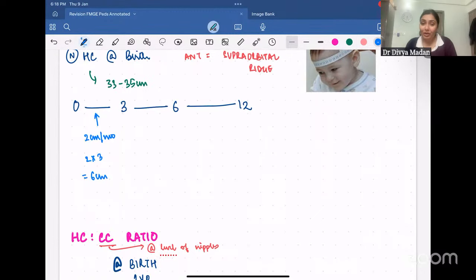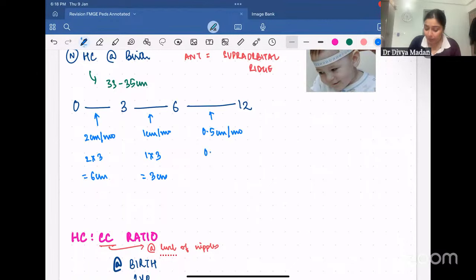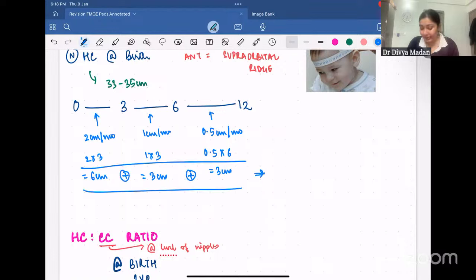Over the next 3 months, the increase in the head circumference is 1 centimeter per month. So the total gain would be 1 into 3, that is 3 centimeter. And in the next 6 months, the increase is 0.5 centimeter per month. That means 0.5 into 6, which is again 3 centimeter. So can you tell me what is the total increase in the head circumference over the 1 year? 6 plus 3 plus 3, right? That is 12 centimeter.